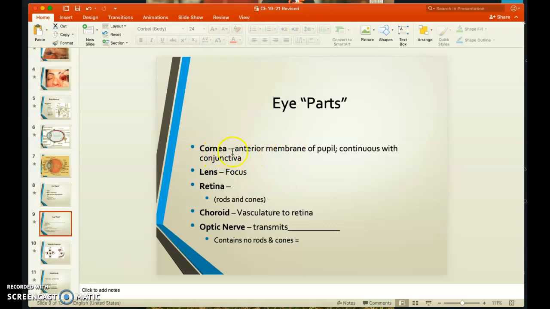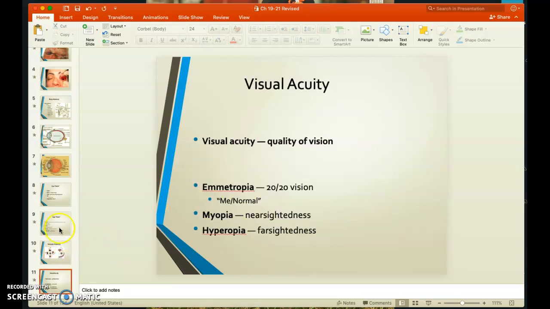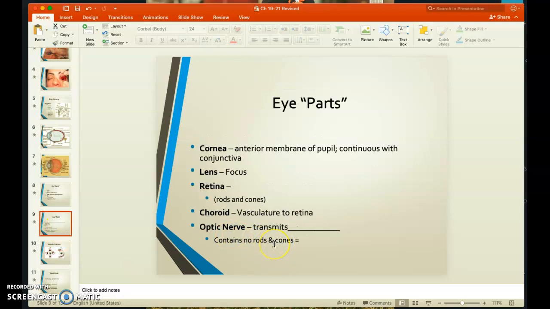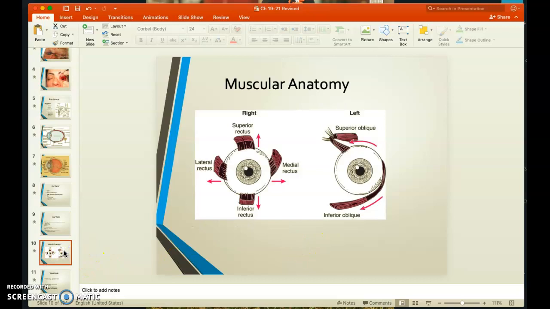Cornea, anterior membrane, this is the protective device. Lens helps us focus that light. The back of the eye, there's our rods and cones. Choroid or choroid plexus, that just provides the vasculature, so there's our blood vessels. And then optic nerve, that transmits the visual signals. It has no rods and cones. That's our blind spot. What helps our eye move? There are 6 muscles: 4 rectus and 2 obliques, which help us move in the cardinal directions and also rotate.